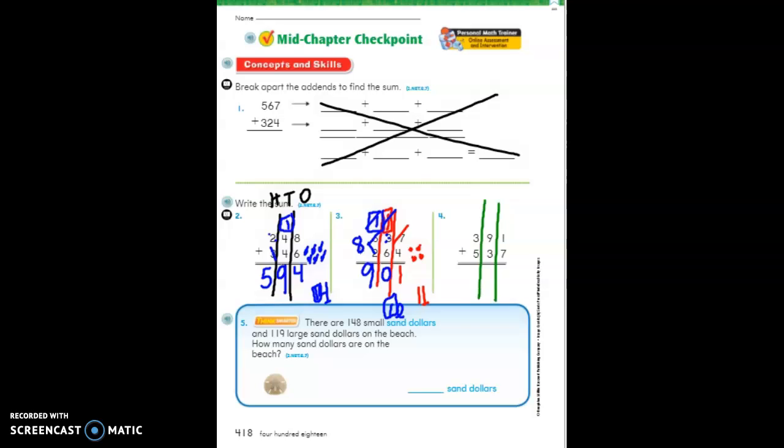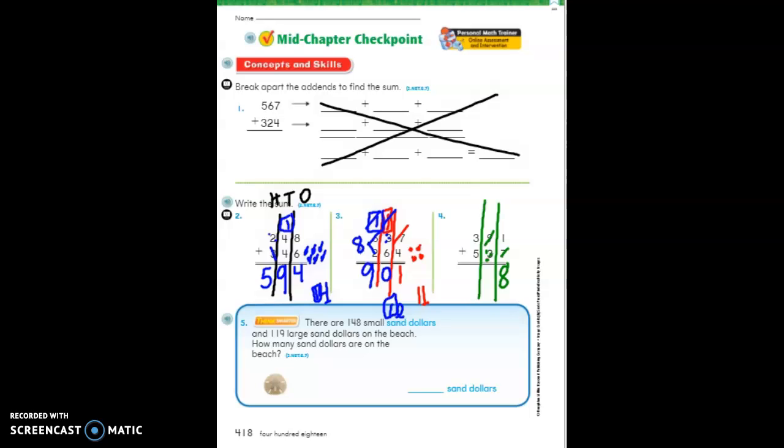Let's look at our last one. 1 plus 7. We always start in the ones place. 1 plus 7. 7 plus 1 more is 8. So no regrouping in the ones place. Now we look in the tens place. 9 plus 3. I'm going to put the bigger number in my head and add 3.